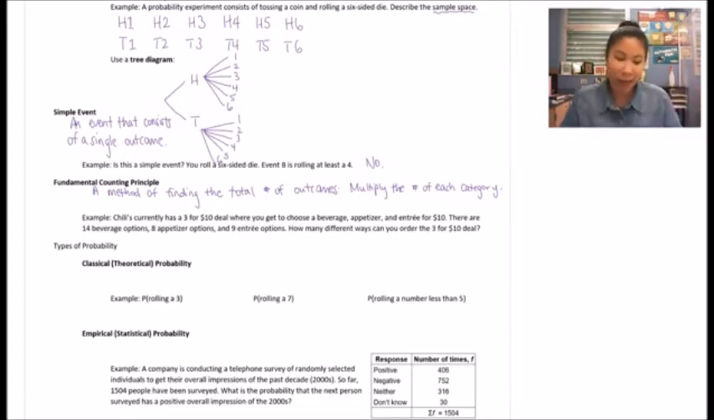So all you have to do is figure out how many different options you have for each beverage, appetizer, and entree, and then just multiply them all together. That'll tell you the total amount of different options, or the total number of outcomes. So at Chili's, they have 14 beverage options, 8 appetizer options, and 9 entree options. So when you multiply that all together, that'll tell you how many different ways you can order the 3 for $10 deal. So 14 times 8 times 9 is 1,008. So Chili's has 1,008 options.